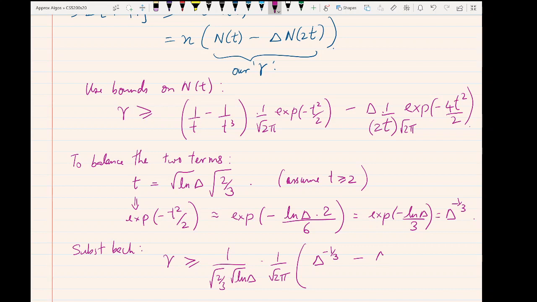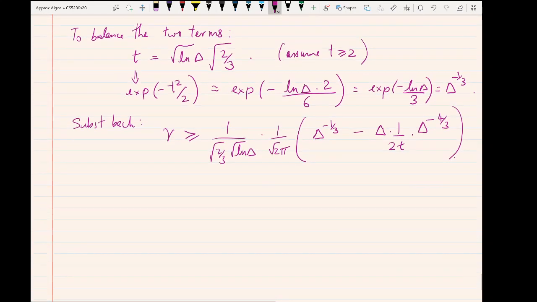minus delta times 1 over 2t times delta raised to minus 4/3, because it's exponential minus t square over 2 raised to 4. This gamma is at least, well, I'm going to just ignore the constant terms, and you get half delta raised to minus 1 over 3. Okay, there's no 2t here, just a 2 here. I've pulled the t out.